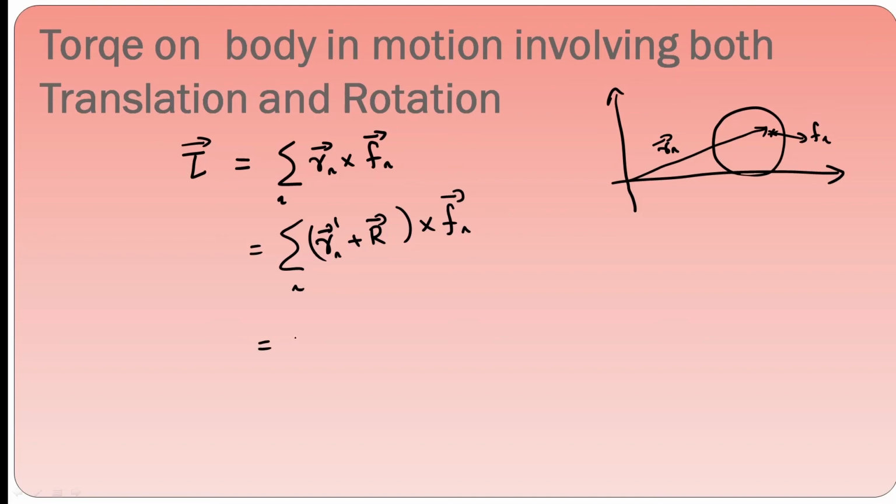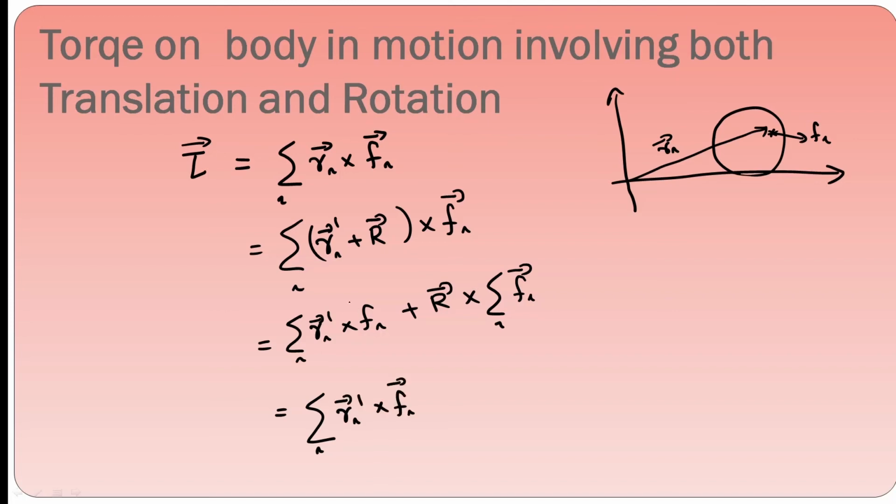This can be written as summation over i Ri dash cross Fi plus R cross summation over i Fi. You can write this as summation over i Ri dash cross Fi plus R cross F, net external force, R cross F.